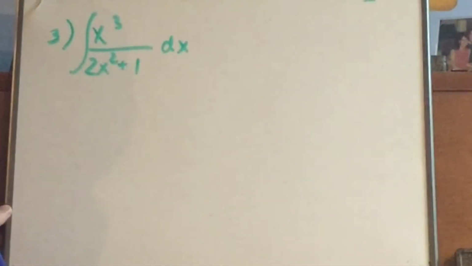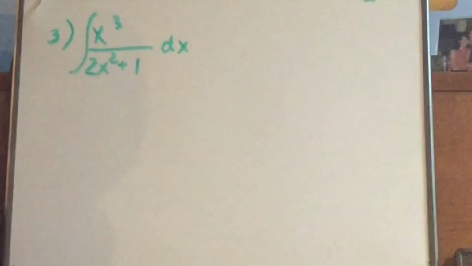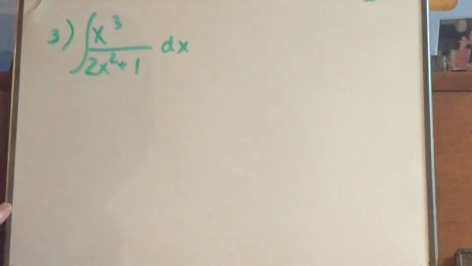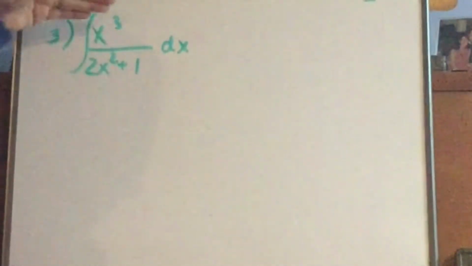Example number 3 is another candidate for integration by long division because the degree of the numerator is 3, the degree of the denominator is 2. This one is going to be a little bit different in the setup of the long division because you're going to see that we need to put in any missing terms that we have for either of the polynomials in the top and the bottom.